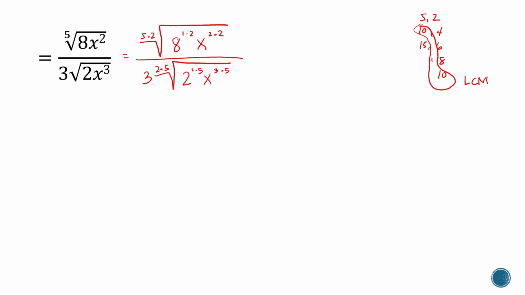Okay? So this will be equal to the 10th root of 8 squared, which is equal to 64, then x raised to 4, all over 3 times the 10th root of 2 raised to 5. Or that is equal to, what's 2 raised to 5, by the way? That's equal to 32, I think. Right? 2 raised to 5 is equal to 32.